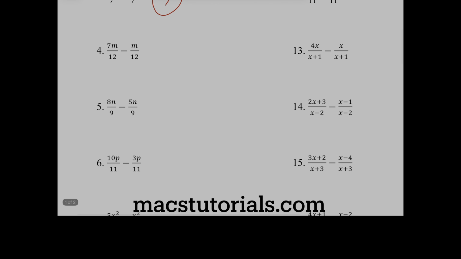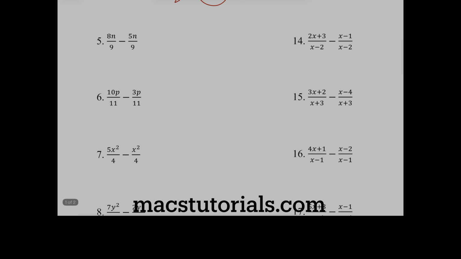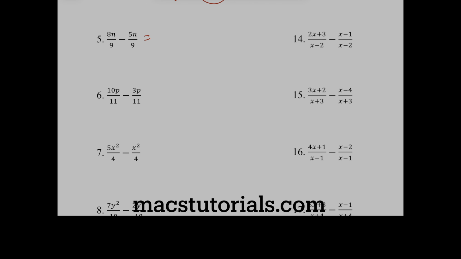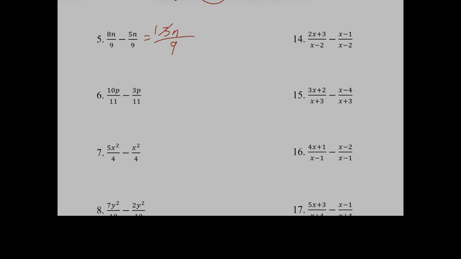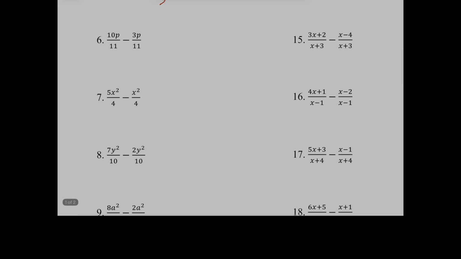Number 4, 7m minus 1n. Well, that's a 6m over 12. And when we reduce, that's just going to be an m over 2. Okay? Let's go on to number 5. If you get an 8n minus 5n, you get a 3n over 9. And when we reduce, we just get an n over 3. Okay, going on to number 6, 10p minus 3p, that's going to be a 7p over 11.